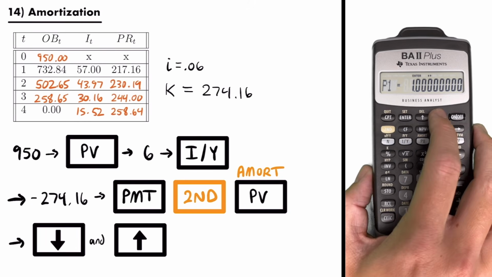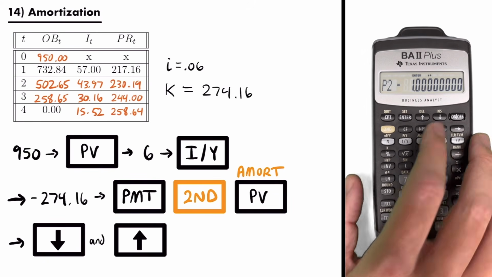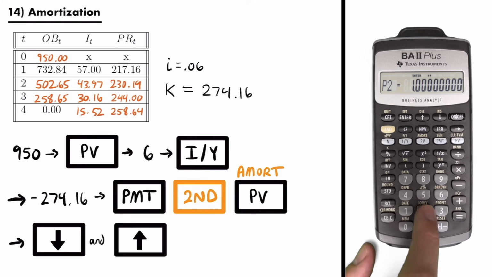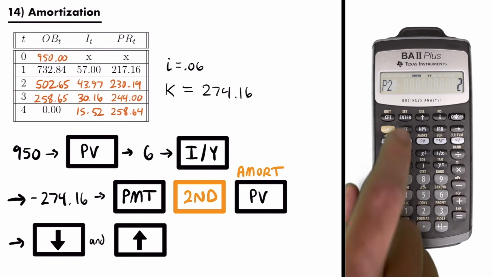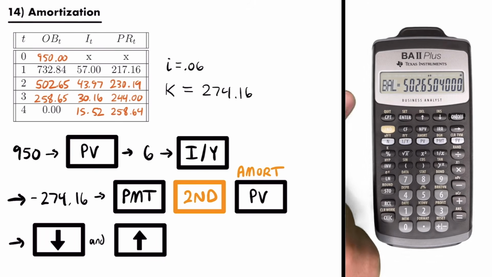Now, if we hit the down arrow again, it will take us back to P1. So now what we can do is hit 2 and then enter, and now P1 is equal to 2. If we hit down again, we can change P2 to 2 as well. So I'll hit 2, and then enter, and then we'll go down, and now we'll have a balance that is different. This time it's $502.65, which matches up with our balance in year 2 in our amortization schedule.